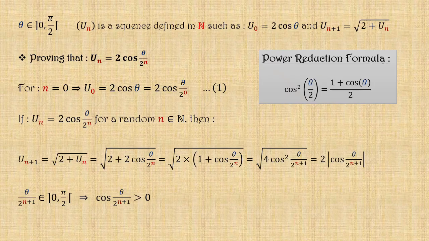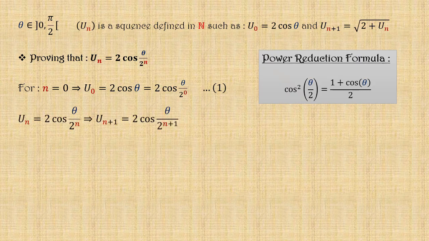Now, since the number theta over 2 to the power of n plus 1 is within the interval 0 and pi over 2, then the cosine of theta over 2 to the power of n plus 1 is strictly positive, so its absolute value equals cosine theta over 2 to the power of n plus 1. So the term un plus 1 equals 2 times cosine theta over 2 to the power of n plus 1.